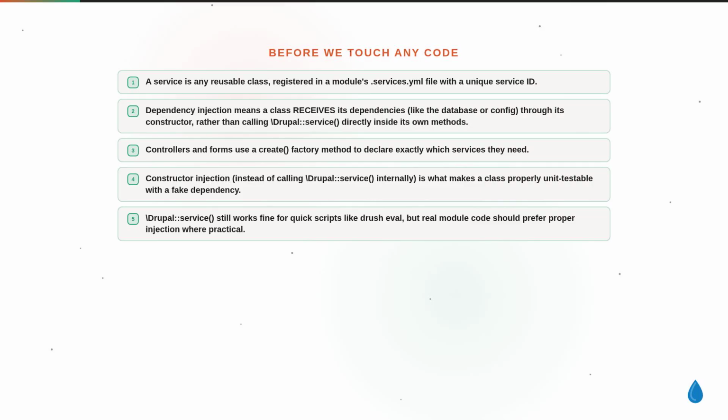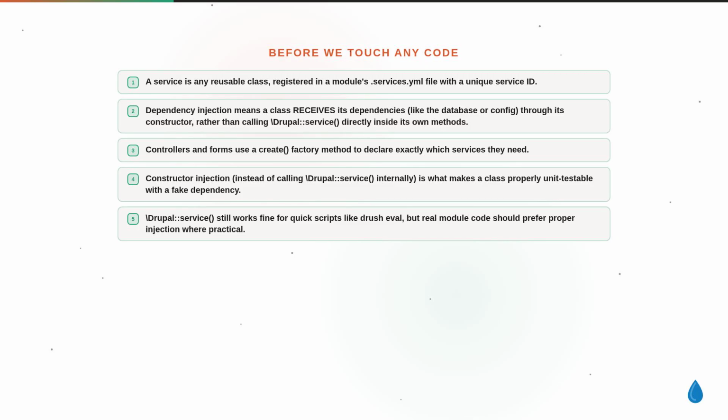A service is any reusable class registered in a modules.services.yml file with a unique service ID. Dependency injection means a class receives its dependencies, like the database or config, through its constructor, rather than calling \Drupal service directly inside its own methods.